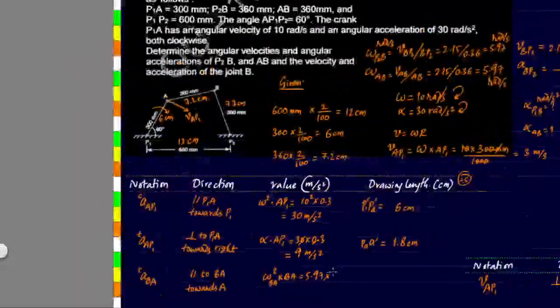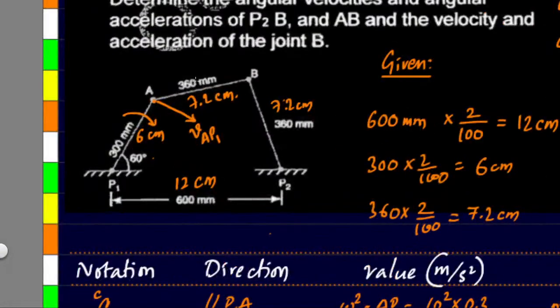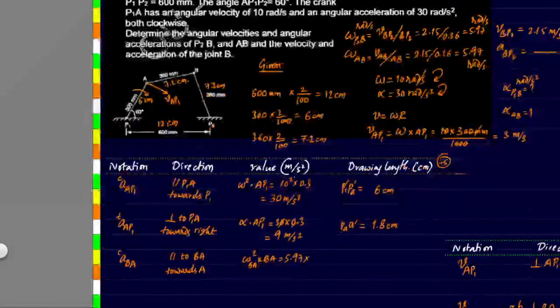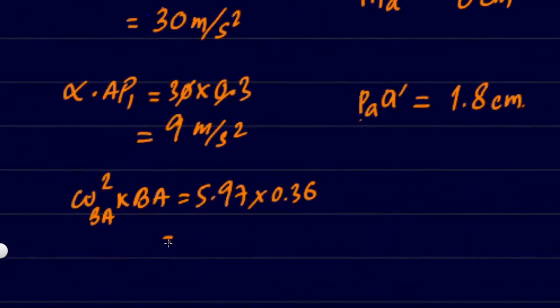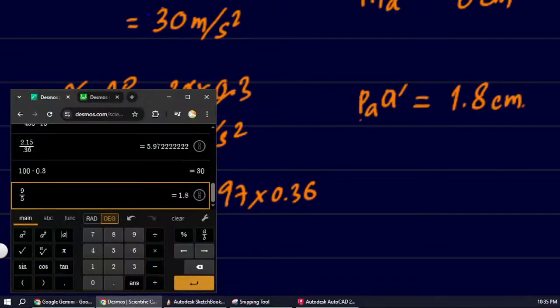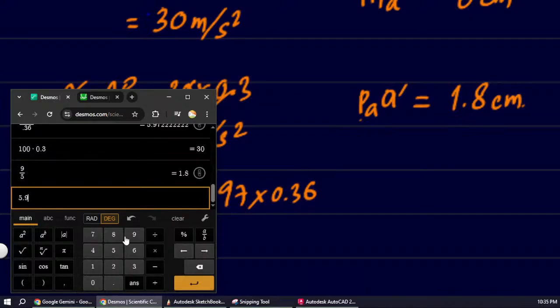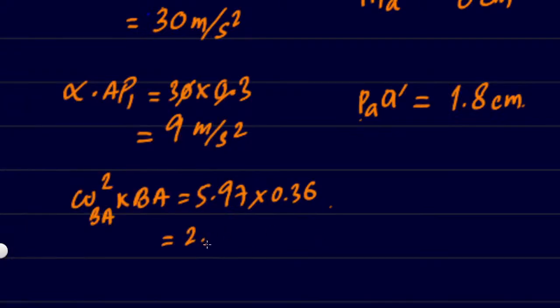So one minute. For BA length, we should not take 7.2. We should take the actual length, 360 mm. When we convert, divide by 1000, that should be 0.36. So let's do this calculation quickly. 5.97 times 0.36, we're getting 2.15 meters per second square.